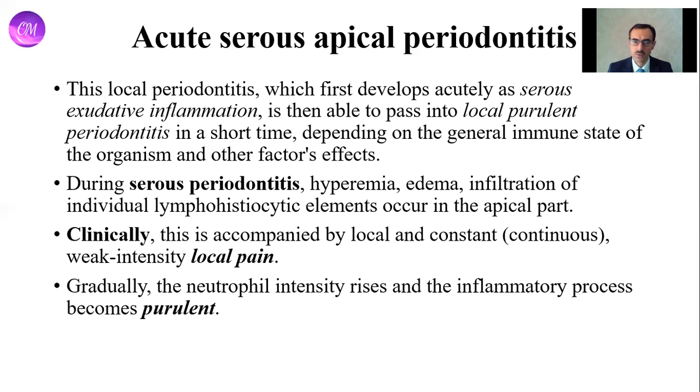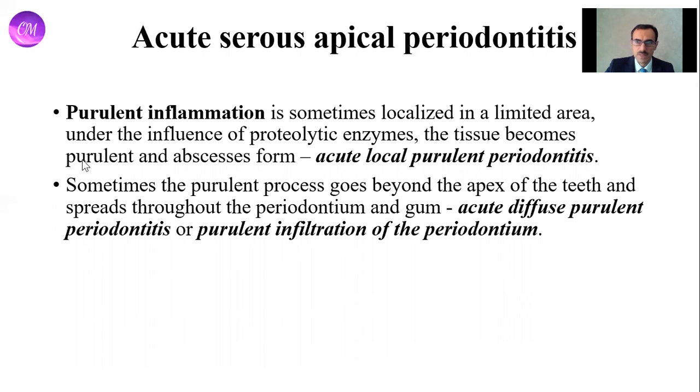During serous periodontitis, hyperemia, edema, and infiltration of individual lymphohistiocytic elements occur in the apical part. Clinically, this is accompanied by constant, weak intensity local pain. Gradually, the neutrophil count rises and the inflammatory process becomes purulent. Purulent inflammation is sometimes localized in a limited area. Under the influence of proteolytic enzymes, the tissue becomes purulent and an abscess forms, acute focal purulent periodontitis.